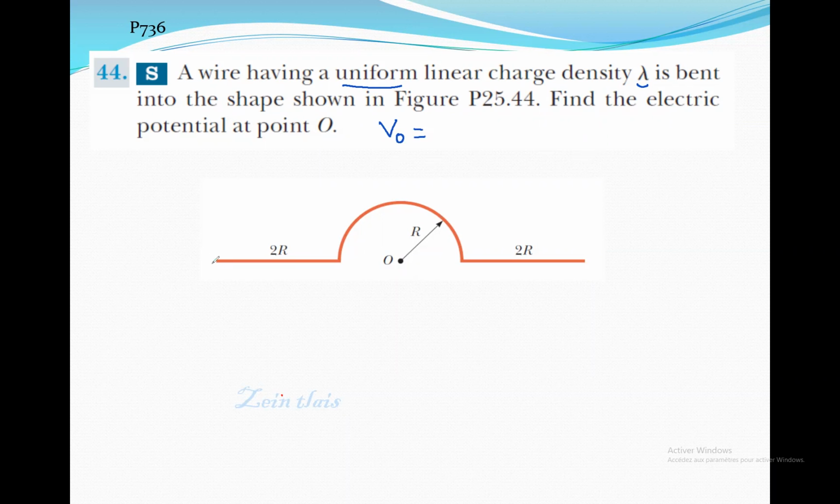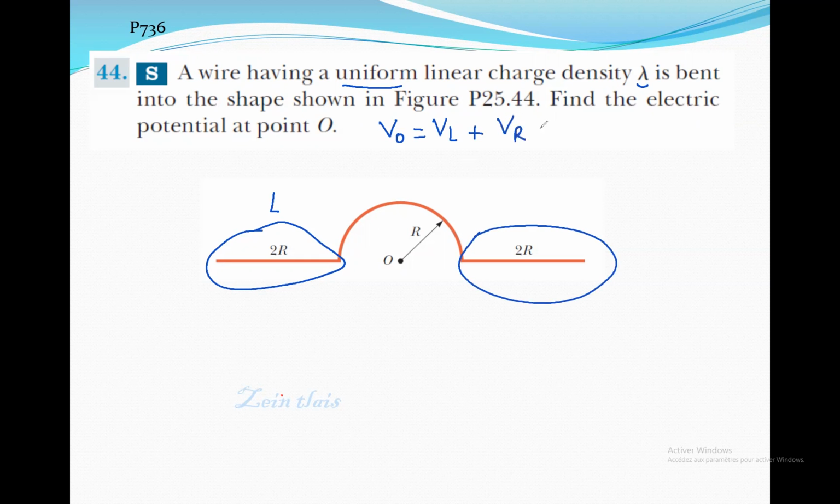equals, here we cannot take all the system one time directly. We have to calculate the electric potential created by this part, this one, the left part, equals to VL, plus the right part equals VR, plus the semi-sphere Vs. So VO equals to the electric potential created by this one plus this one plus this one. Okay?